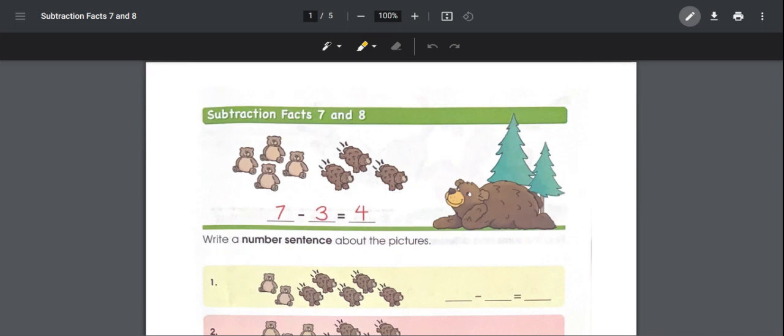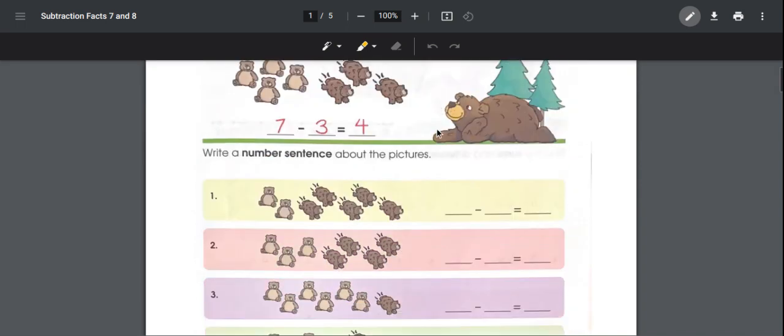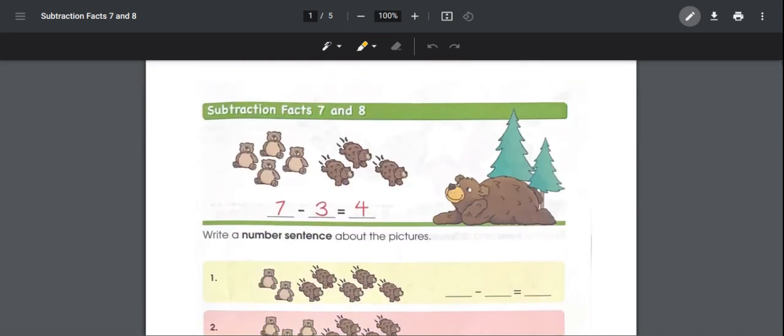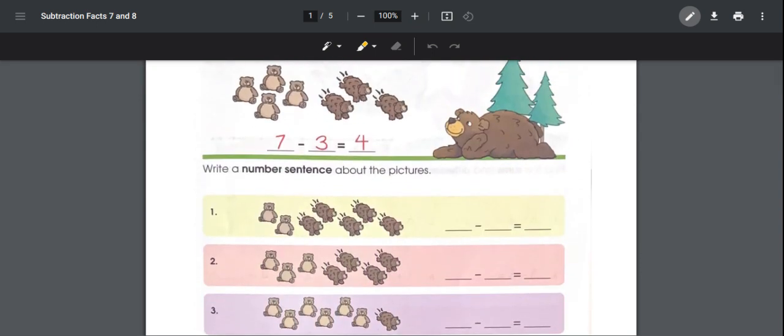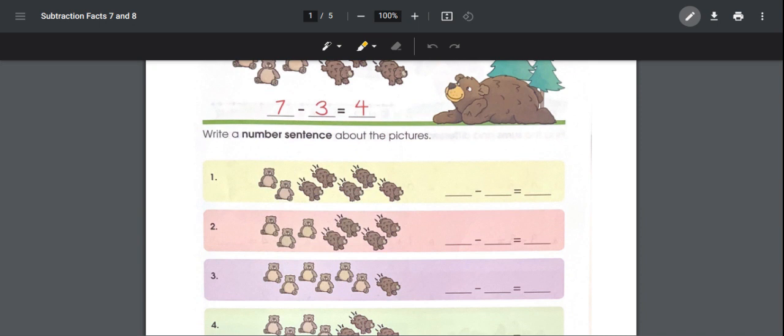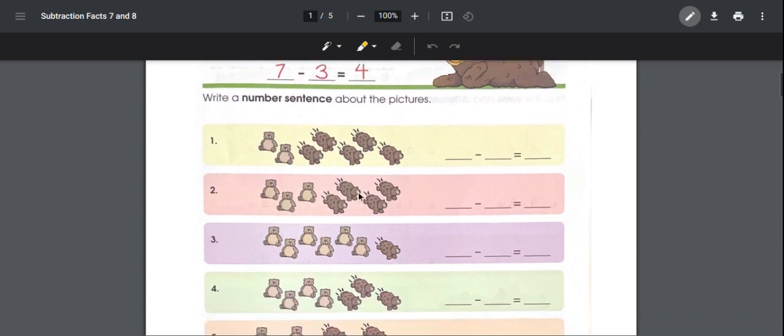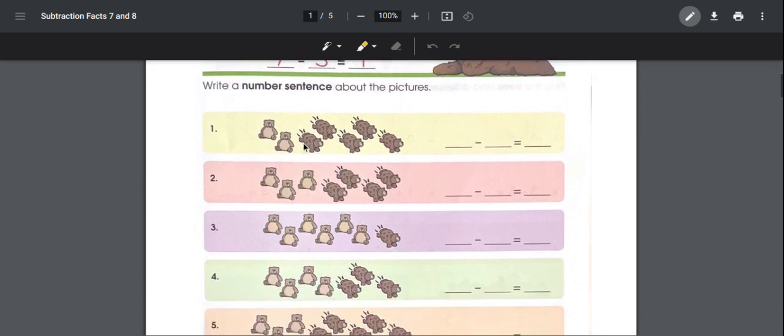Hi, today we'll be working on lesson 5 for first graders. To start off, it will be about subtracting with pictures, or writing a number sentence with pictures. The first thing we have to do is count the total number of bears in the picture.